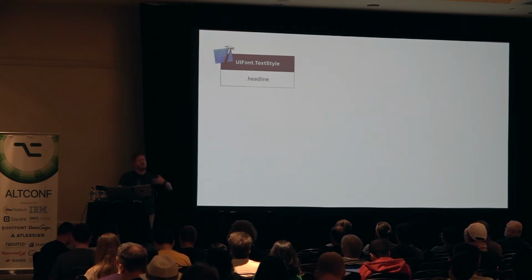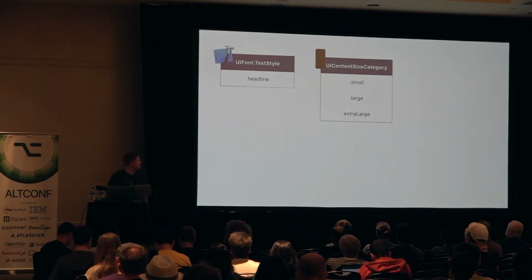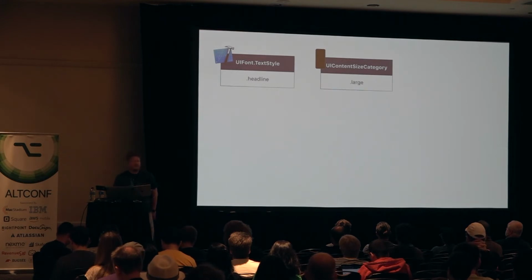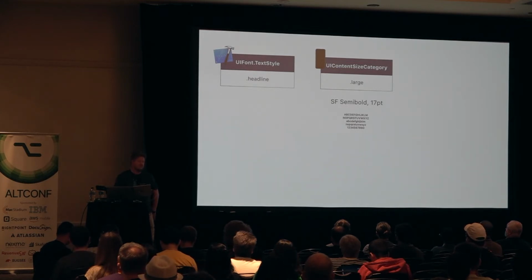We build the app, we ship the app, the user gets the app, they got a new phone. So they should technically have a full range of options for the size category to choose from, but it defaults to large. So that headline label will be San Francisco semi-bold 17 point.